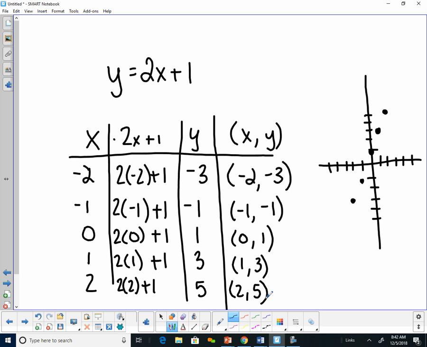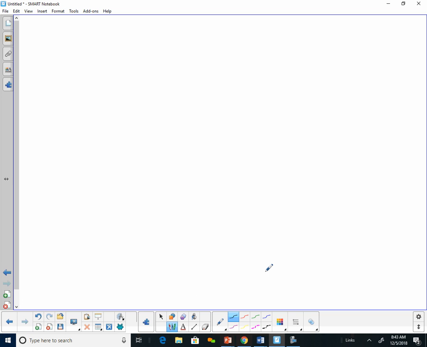Now if you notice, that kind of looks like a straight line. So I'm just going to use my line right here. I will draw it, and then I'm going to put arrows on each end, and I'm going to label that line the original equation. So y is equal to 2x plus 1. Okay, everybody see what I did there? Okay, let's look at another one.